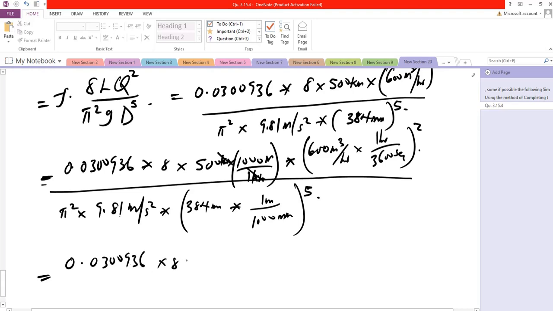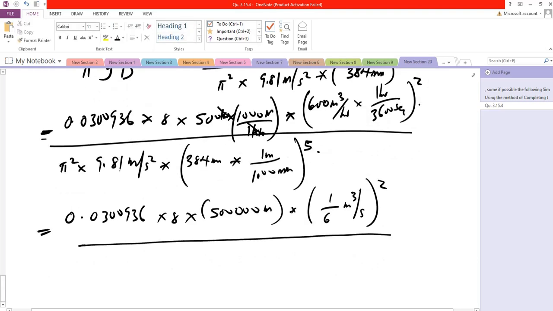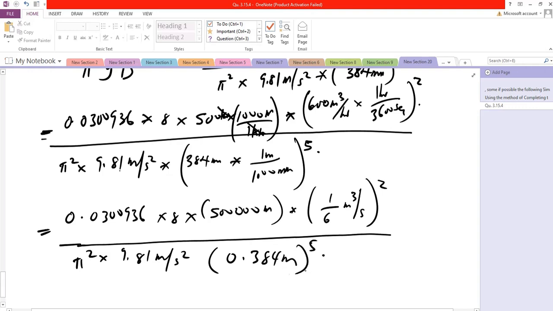0.0300936 times 8 times this should be 500,000 meter. This should be 1/6 meter cube per second square, divided by pi square times 9.81 meter per second square times this should be 0.384 meter raised to power 5.